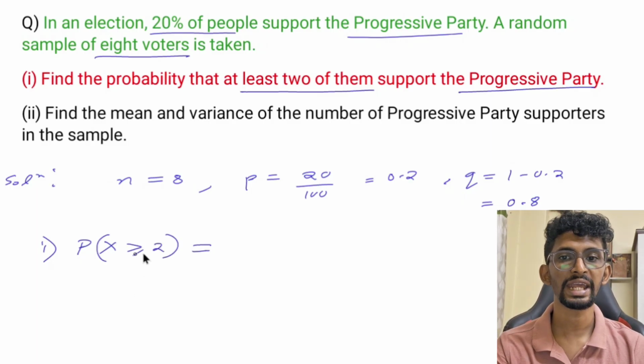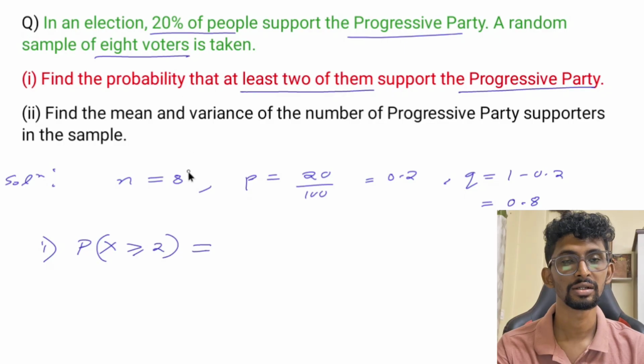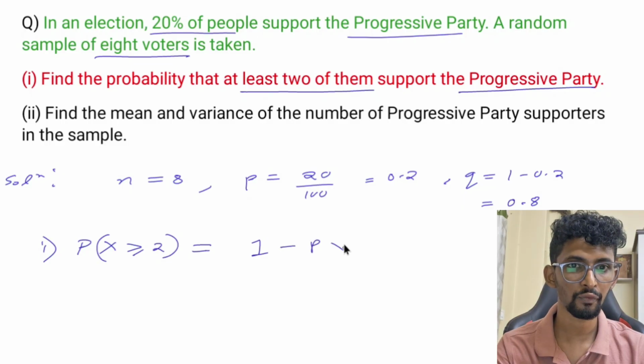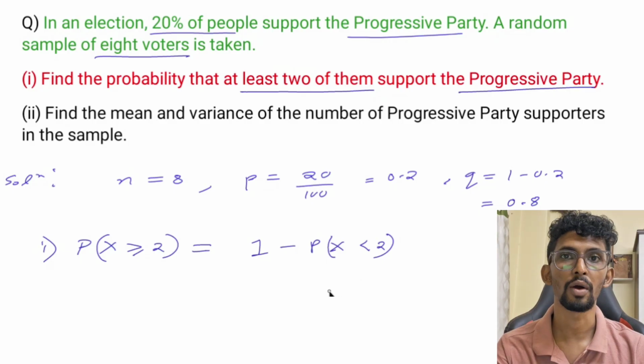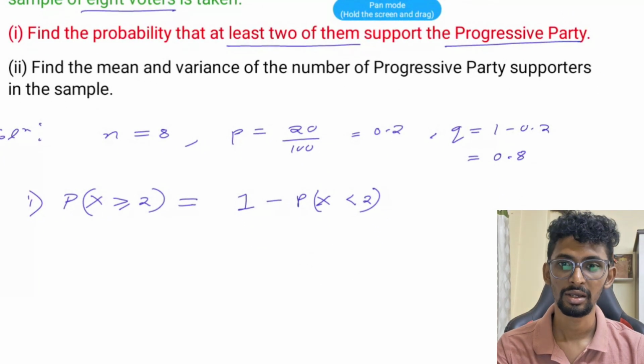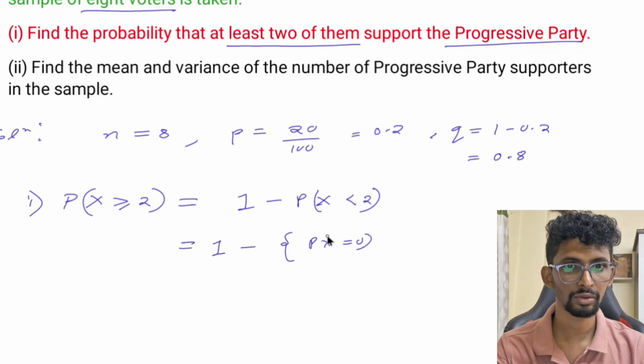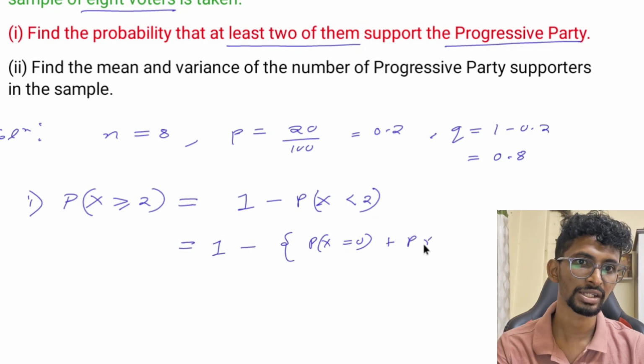Here, since we have to find x greater than or equal to 2, that means we have to find P of x equals 2, x equals 3, 4, 5, 6, till 8, which will be very lengthy. So let us do one thing. Let us write this as 1 minus the probability of x less than 2, because total probability is 1. So we can find this by subtracting P of x equals 0 and P of x equals 1 from 1. Clear?